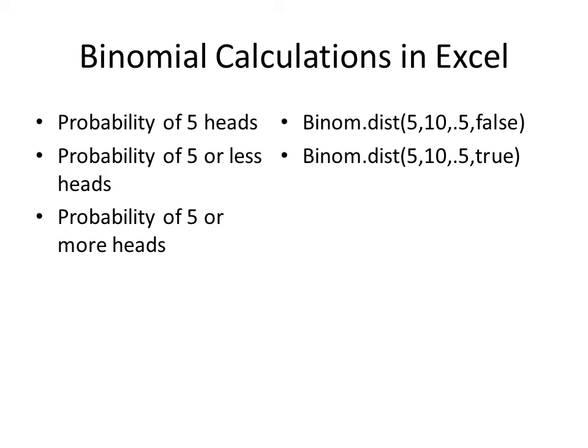What if you wanted the probability of 5 or more heads? Well, it'd be kind of like the same thing, only we're subtracting it from 1 this time. Okay, 1 minus, and we take the cumulative distribution up to 4.